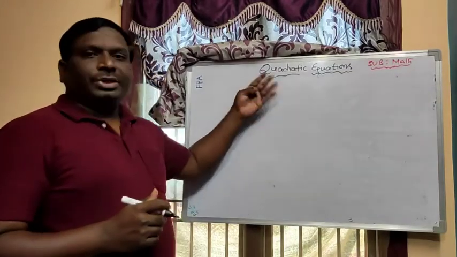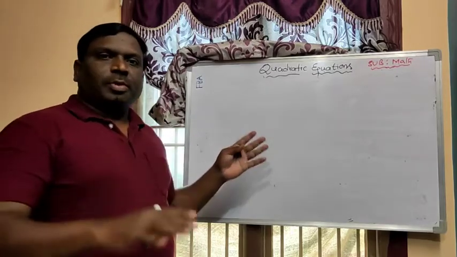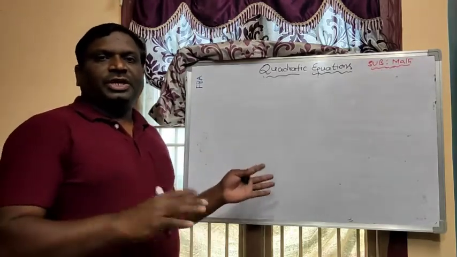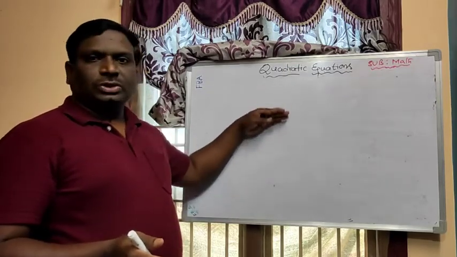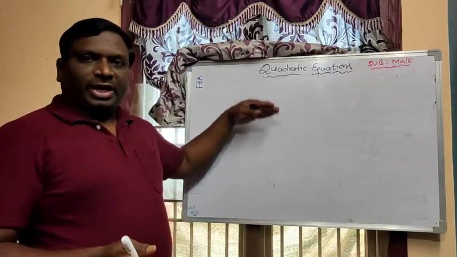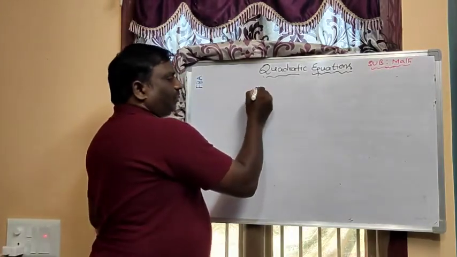Now in this chapter they will mostly ask 4 marks questions, so mostly word problems will come. We'll discuss different types of word problems, and how to find the solution of a quadratic equation by using the factorization method. What is the general form of a quadratic equation?